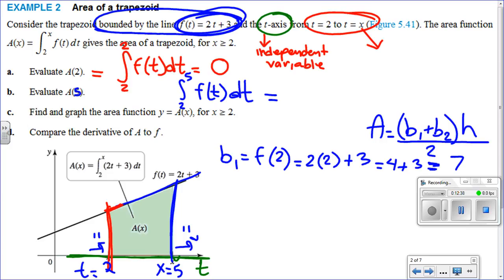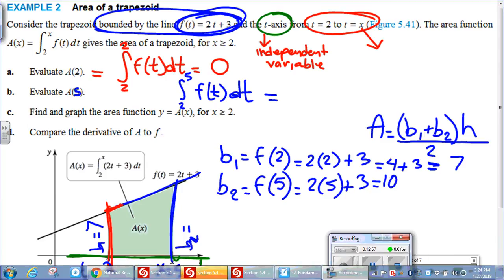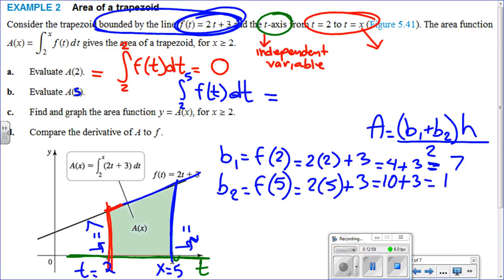So that number right there is going to be 7. Now let's find the height or the length of b sub 2. And so that's going to be the function value, the f of t at 5. So 2 times 5 plus 3. So that would be 10 plus 3, which is 13.